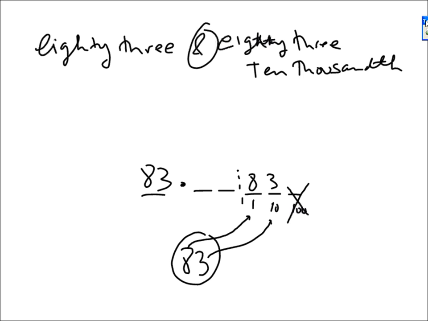Like the 8. Okay, and fill in 0. So the answer is 83.0083. You have to know your positions. Go and study them. That finishes the section on reading and writing decimal numbers.